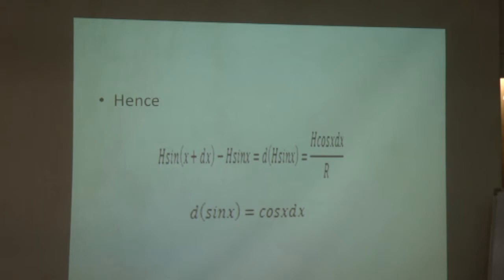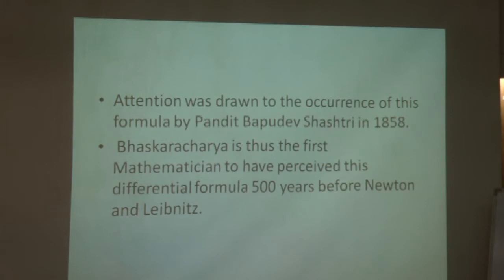And hence, if we take the difference H sin (x+dx) minus H sin x, it turns out to be the difference in H sin x, which is nothing but H cos x dx upon r. This is how we can conclude that the derivative of sin x is nothing but cos x. The attention of scholars was drawn to the occurrence of this formula by Pandit Bapudev Shastri in 1858. Bhaskaracharya is thus the first mathematician to have pursued this differential formula, 500 years before Newton and Leibniz.